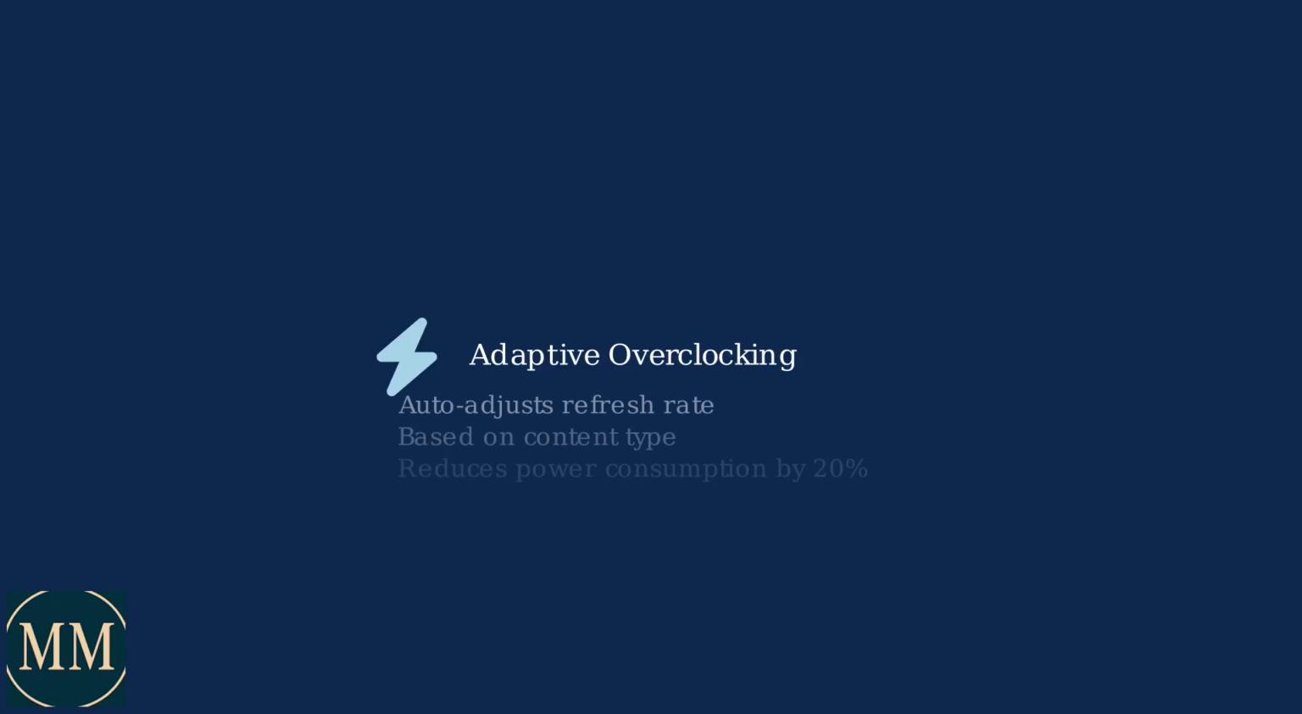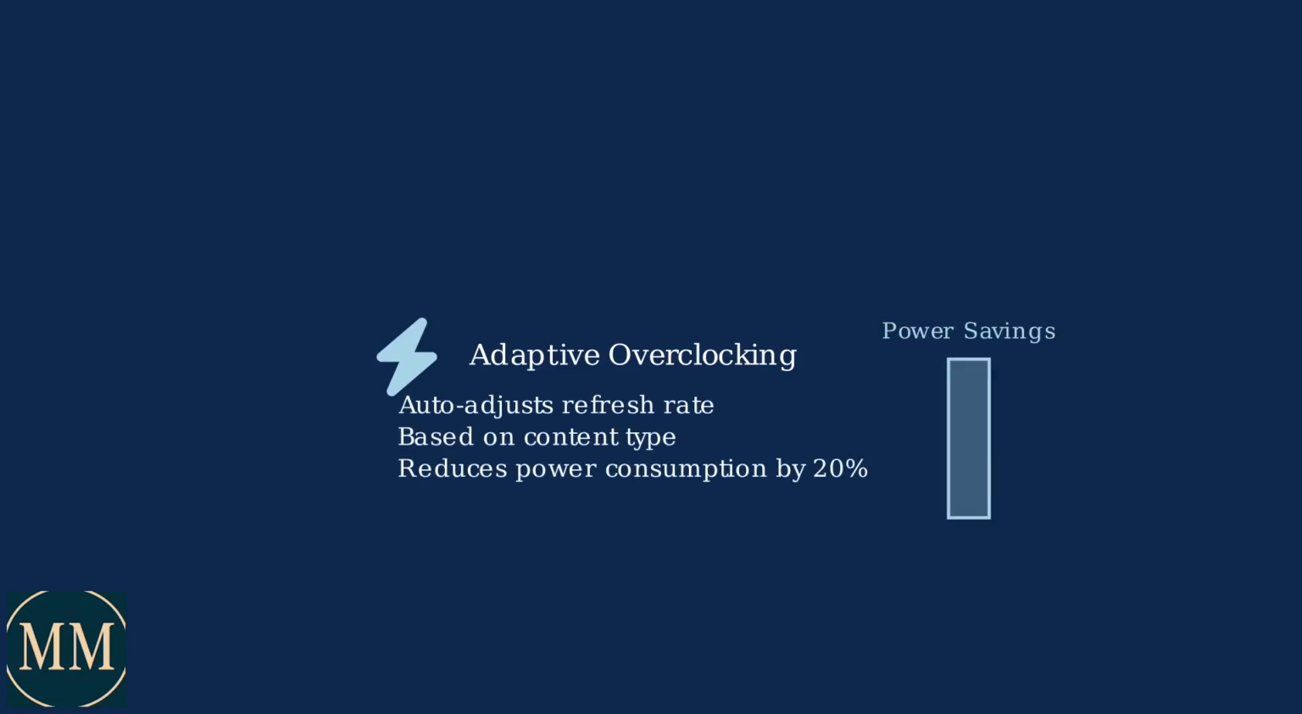LG monitors include adaptive overclocking features where the monitor auto-adjusts refresh rates based on content, potentially reducing power consumption by up to 20% for non-gaming tasks.